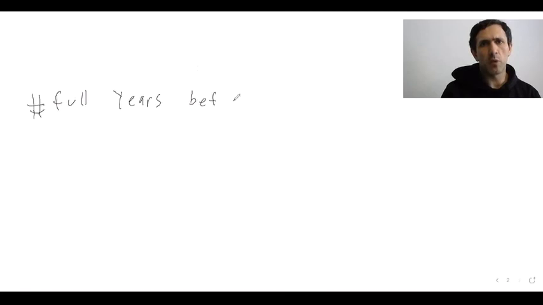Okay, so the way we're going to do this problem is we're going to first find the number of full years that money sits in this account. So we're going to find the number of full years before withdrawal. And then we're going to find the fraction of years that money sits in the account.